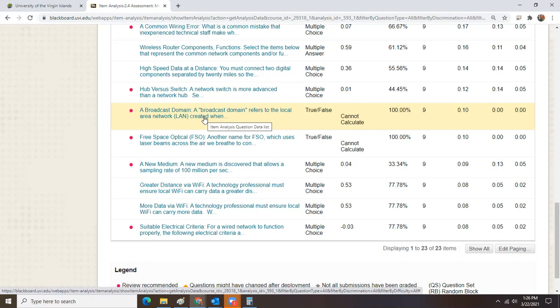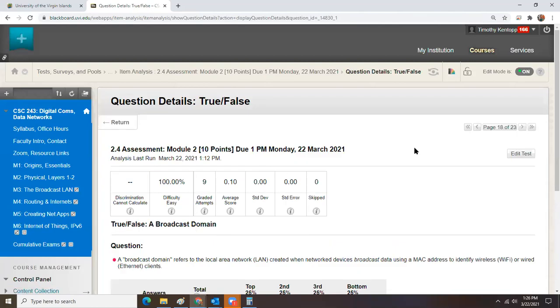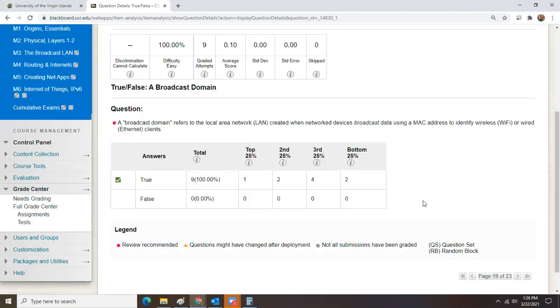All right. So a broadcast. Here's the other one. This is another true/false extra credit question. I believe everybody got it correct. That's why you cannot calculate whether or not it was a good question or a bad question. The best questions are ones that everybody answers the same and the answer is correct.